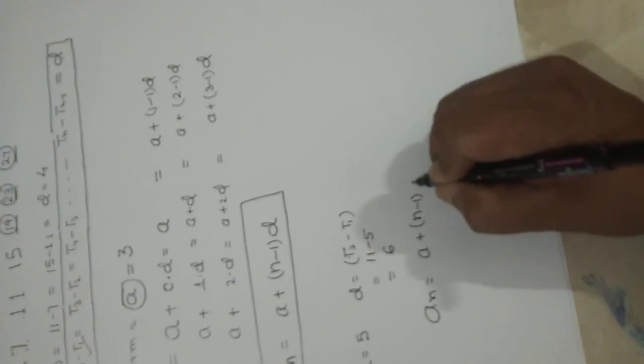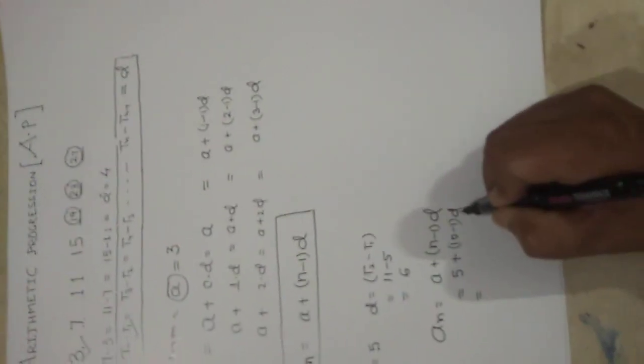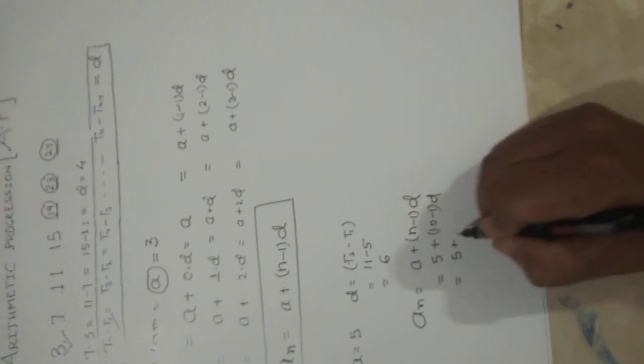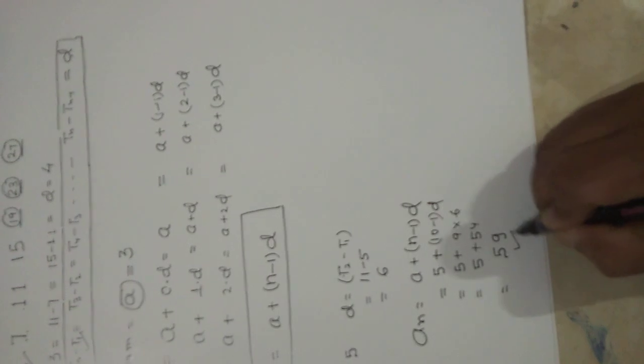So now I will write the formula. An is equal to what? A plus n minus 1 D. So now A is 5. For the beginning, you must write the formula: 10 minus 1 D. D is equal to 6. So 5 plus 9 into 6. 5 plus 54. This is 59.